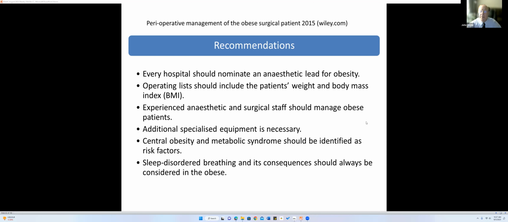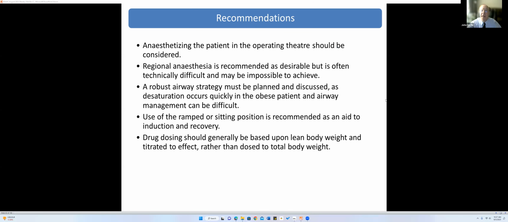Central obesity and metabolic syndrome can be identified as risk factors, and sleep disordered breathing and its consequences should always be considered. And of course, we're going to take a look at obstructive sleep apnea in a minute. Anesthetizing the patient in the operating theater should be considered. Most of us do that, but remember in the United Kingdom, they often have induction rooms, and then they transport the patient to the operating theater from the induction room.